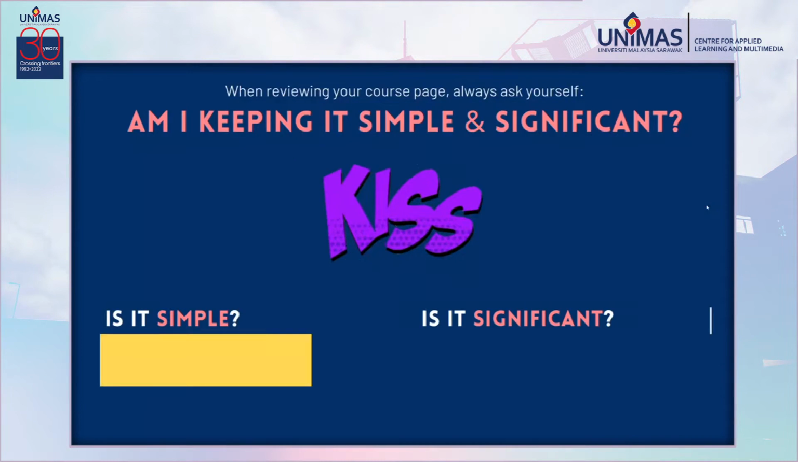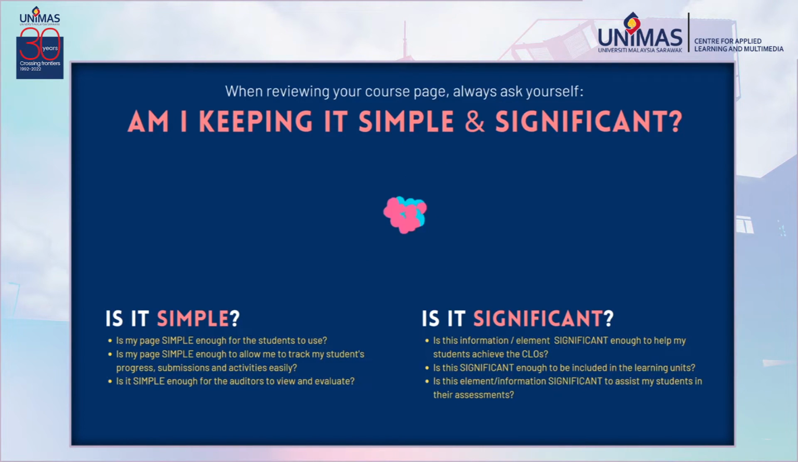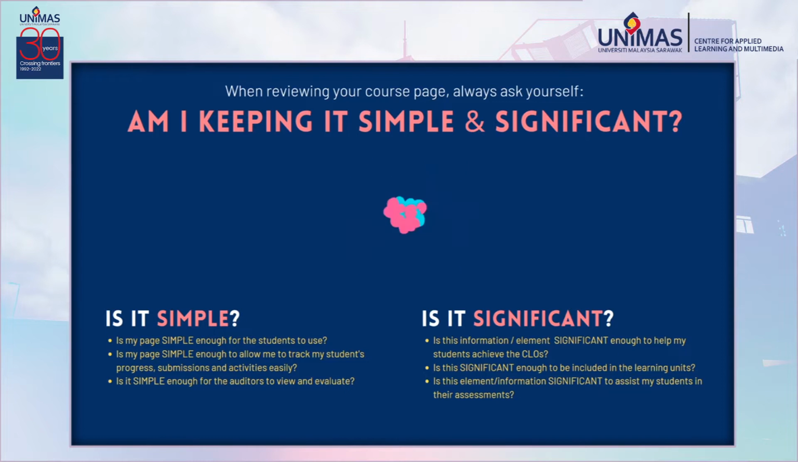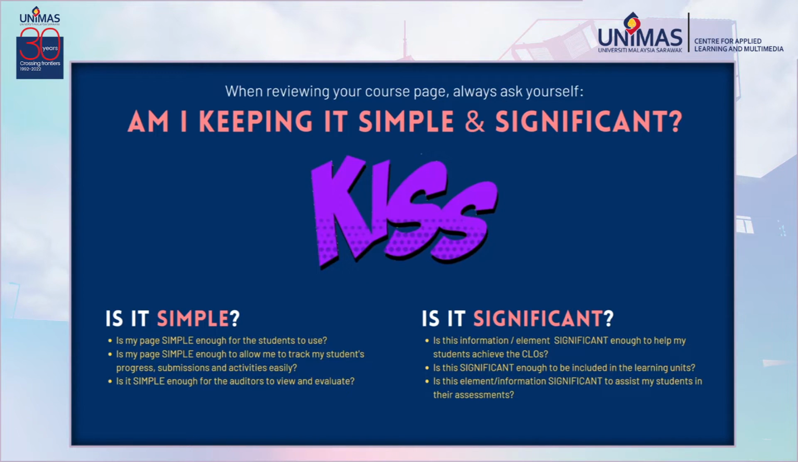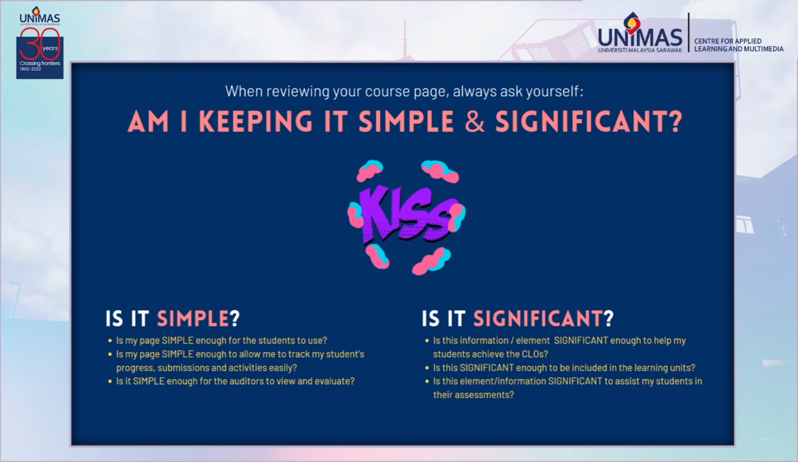Okay. So when I do all of this, I'm done with all this KISS method or this KISS mantra. I will also ask myself, am I keeping it simple and significant? So I'll go through in the mind of a student. I'll try to tengok it in the view of a student, and then I'll ask myself, is it simple? Is my page simple enough for the student to use? Is my page simple enough to allow me to track my students' progress, submission, and activities easily? Because that is important as well. And then is it simple enough for the auditors to view and evaluate my page? So just ask them.